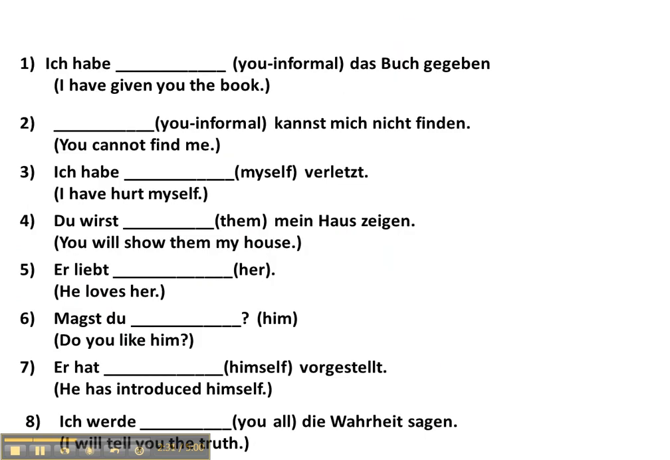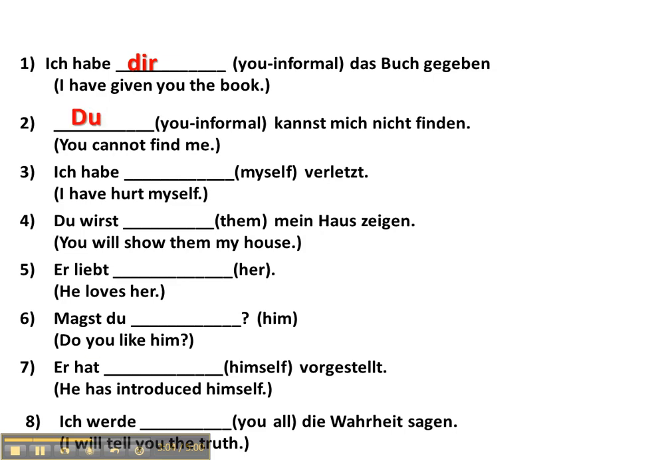Let's do some work to see if we understand how they work. So in this sentence, I have given you the book. You is performing the role of the indirect object, and we want to use the informal you. So in German, that would be: Ich habe dir das Buch gegeben. For number two, Nummer zwei, now you is performing the role of the subject, which makes it nominative. So the nominative form of the pronoun for you is du. Du kannst mich nicht finden.